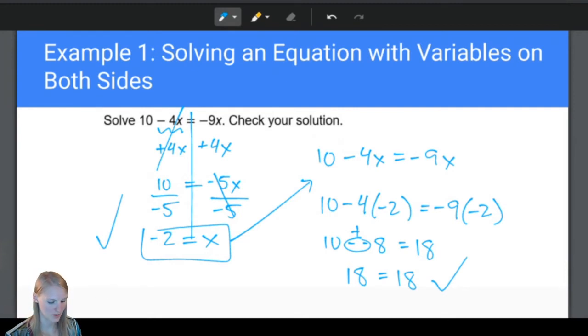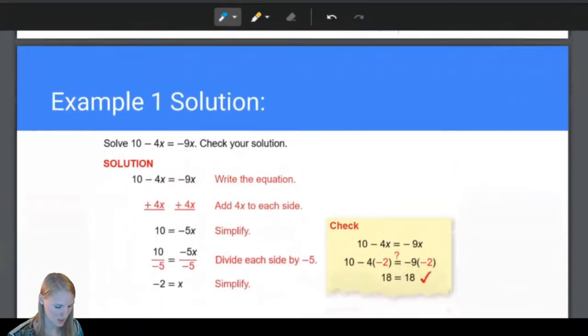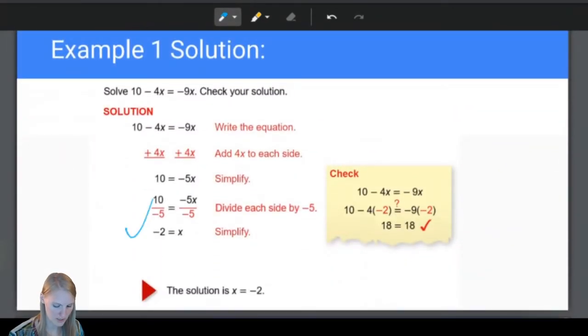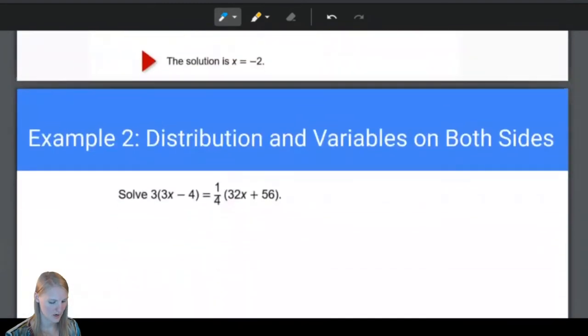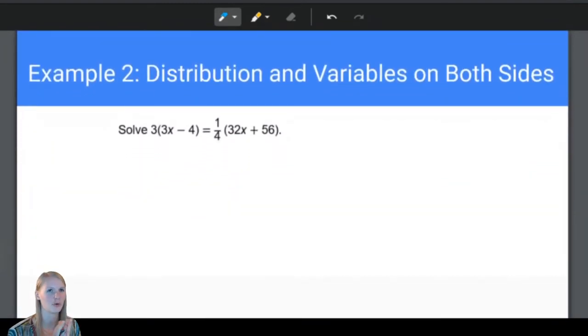Awesome. Let's double check that we were right. X equals negative 2 and 18 equals 18. Beautiful. Okay, example 2. Distribution and variables on both sides. So now we have to use the distributive property.